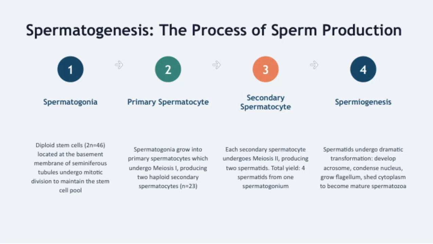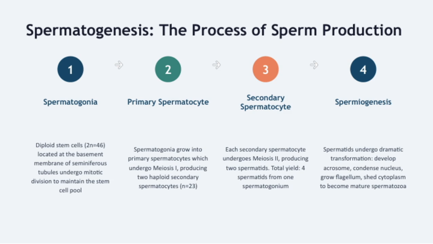Let's walk through the process of spermatogenesis, starting with the spermatogonia. These are diploid stem cells containing 46 chromosomes located at the basement membrane of the seminiferous tubules. They undergo mitotic division to maintain the stem cell pool, ensuring a continuous supply of cells for sperm production.